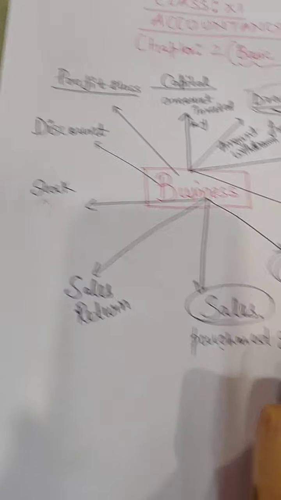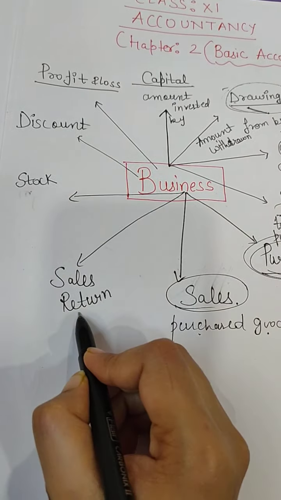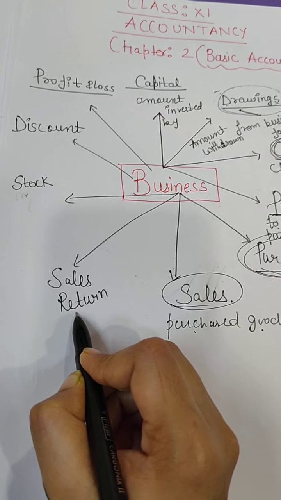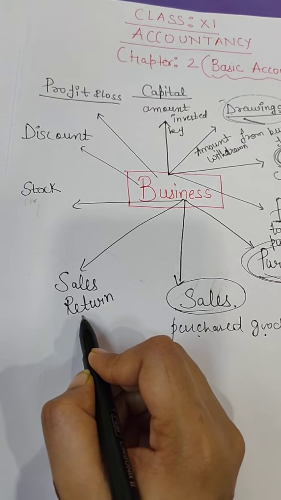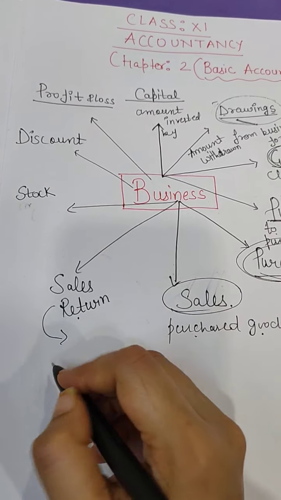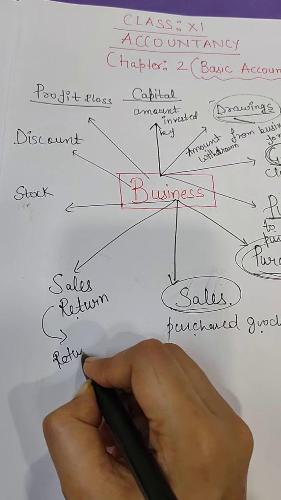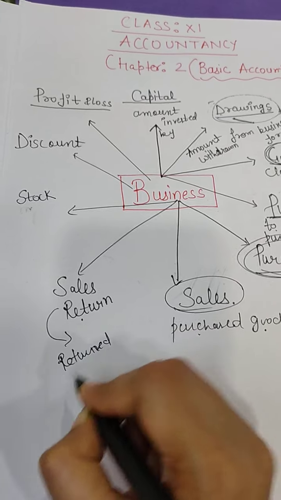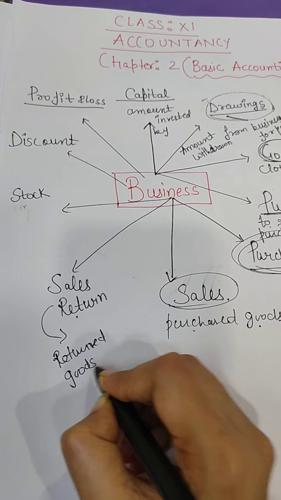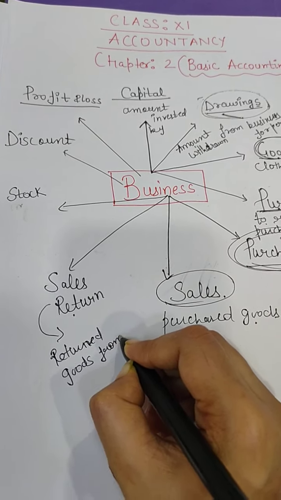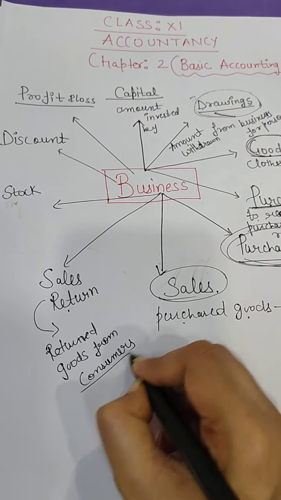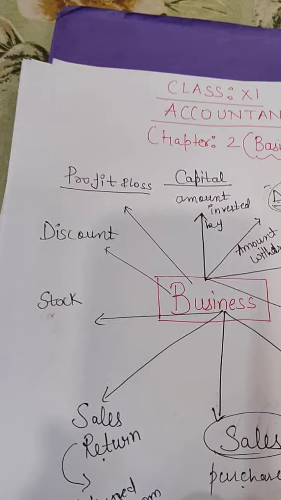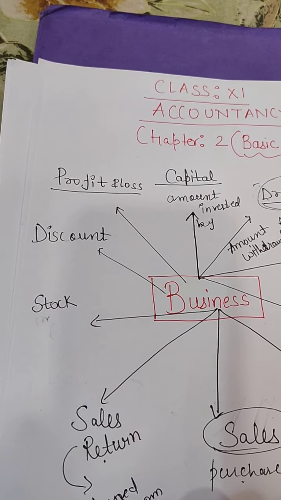Now sales return. When we sell some goods to consumers, sometimes consumers also return some goods, so that term is used for the goods returned from consumers. Now come to the next topic, stock.